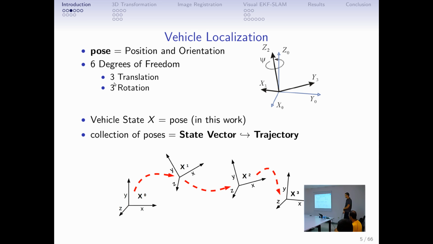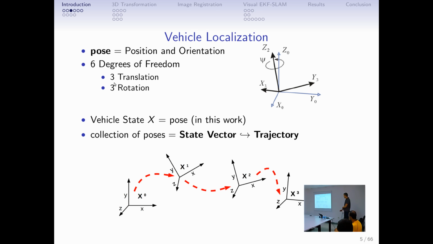So, the vehicle's localization. First of all, it's expressed as a pose, the position and the orientation, which has 6 degrees of freedom in this case, 3 for the translation, X, Y, Z, and 3 for the rotation, roll, pitch, and yaw.